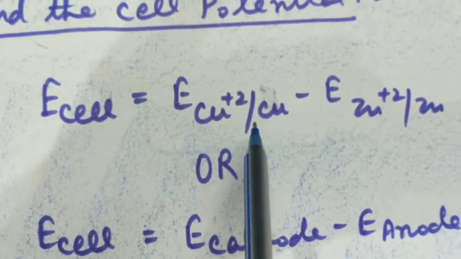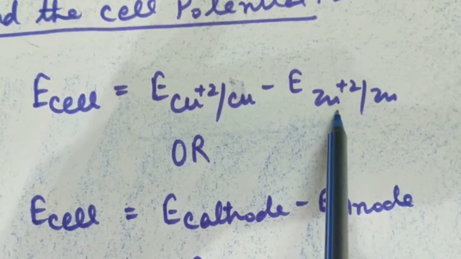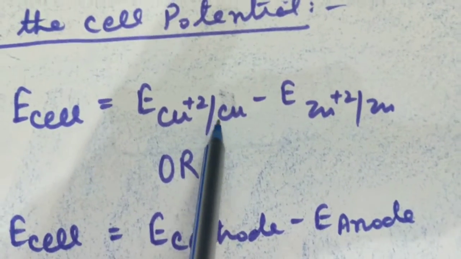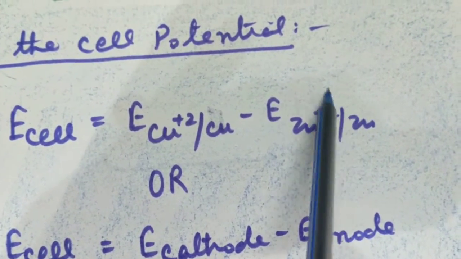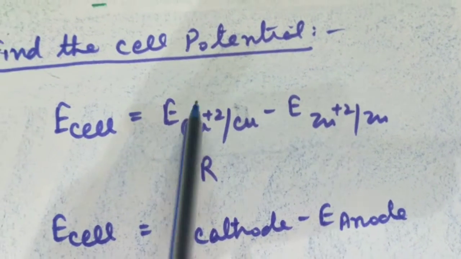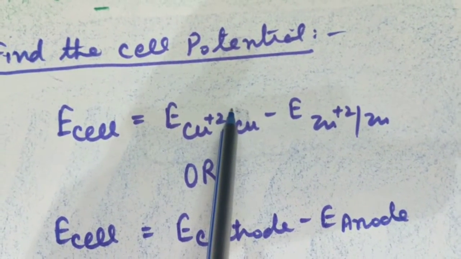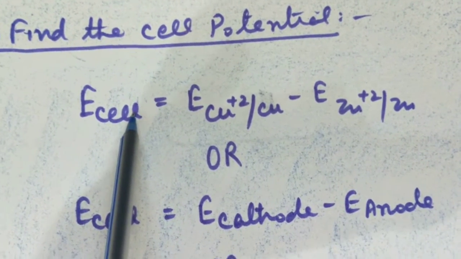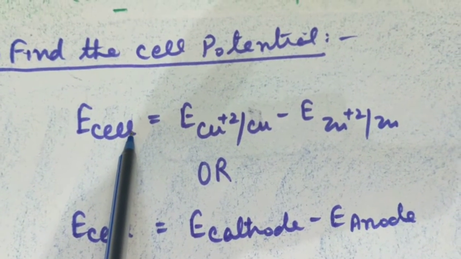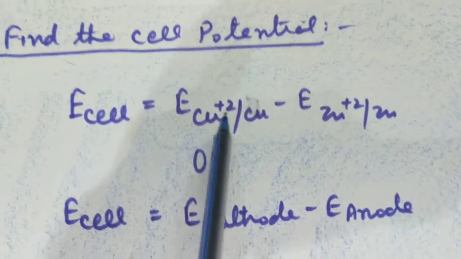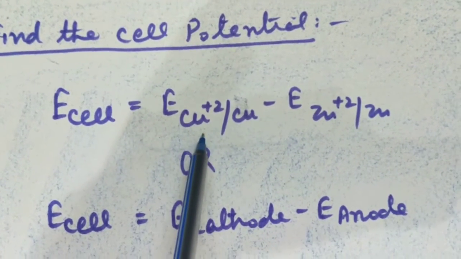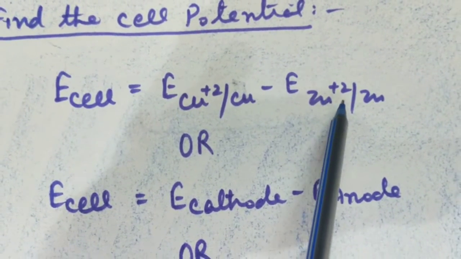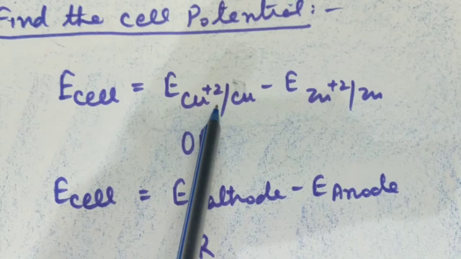But what is the individual electrode potential of copper and zinc? That cannot be calculated. That can be calculated only if any one of the electrode potentials, either of zinc or of copper, is known to us. E of cell can be found by using a voltmeter. But if we want to calculate the individual potential, either of copper or of zinc, one of the electrode potentials should be known to us.